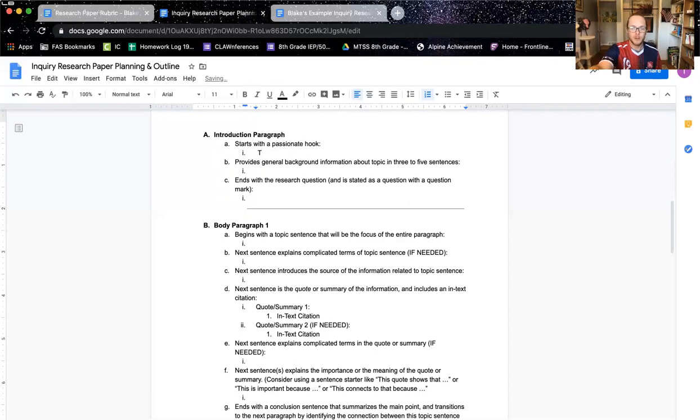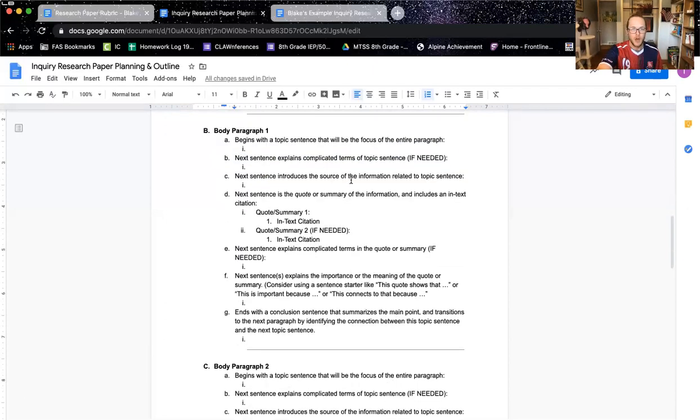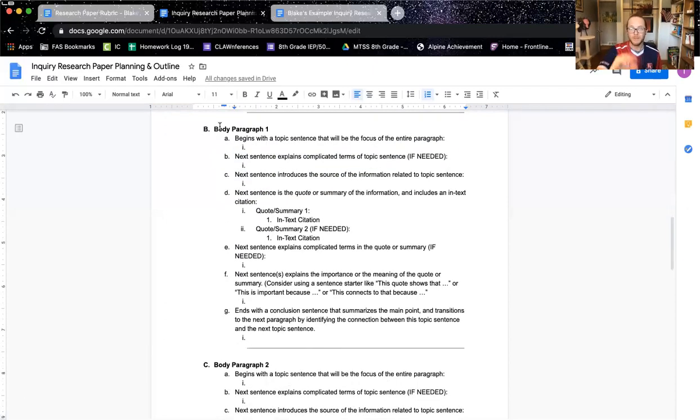Furthermore, for the introduction, it provides a general background information with 3 to 5 sentences, and then it ends with a research question, stated as a question with a question mark. I also have a breakdown of every single body paragraph. If you lost out on that 25 points for the source information, I would highly suggest following this outline.